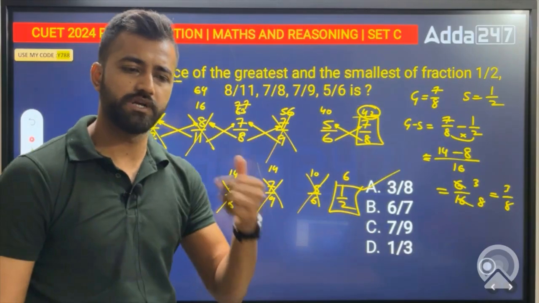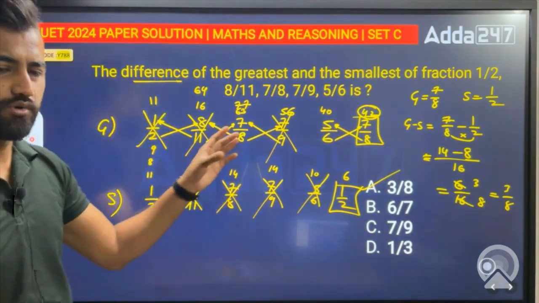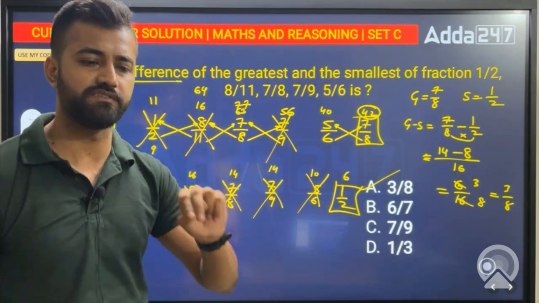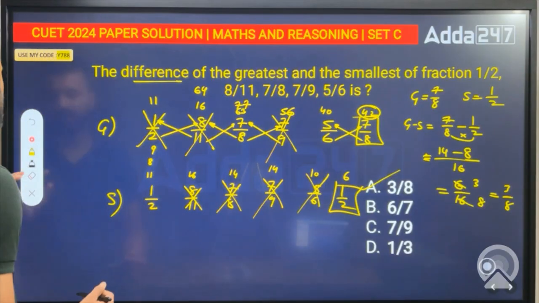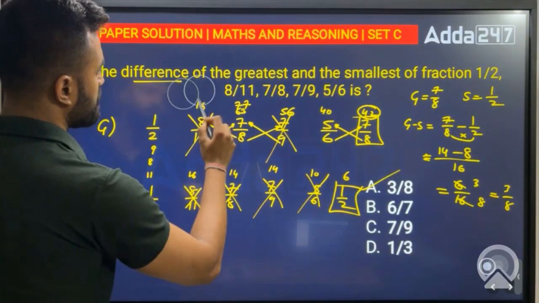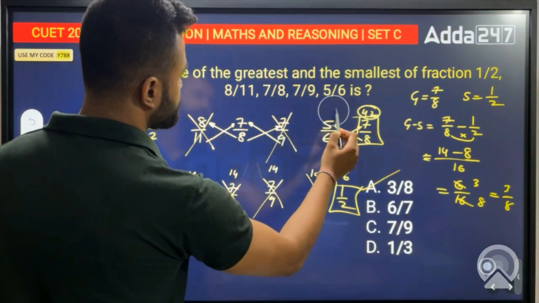Now let me teach you another approach in which I don't have to do two things at the same time. In a single step, I'll get both the answers together. In a single step, I'll get greatest and smallest both. Let's see what that method is. So I'm removing all of this, just a minute.